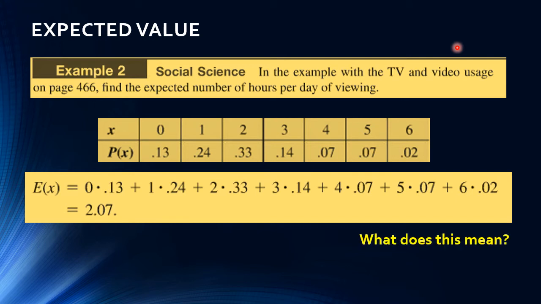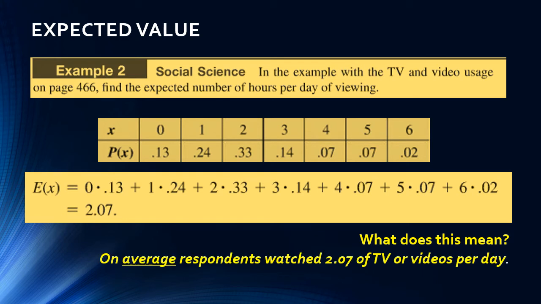Now what does this mean? Well, go back to your question. What was the question about? What was the table about? The expected number of hours per day of viewing. So what we can say is, in general, we would expect that someone answering this survey would view TV for 2.07 hours. On average, respondents watched 2.07 hours of TV or videos per day. So this expected value is kind of an average. It's kind of the middle point of your probability that allows us to know what's likely to happen.